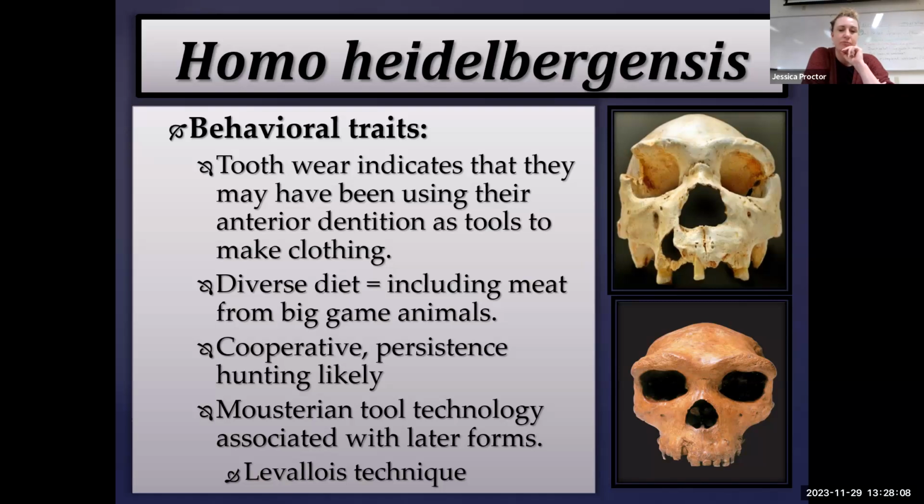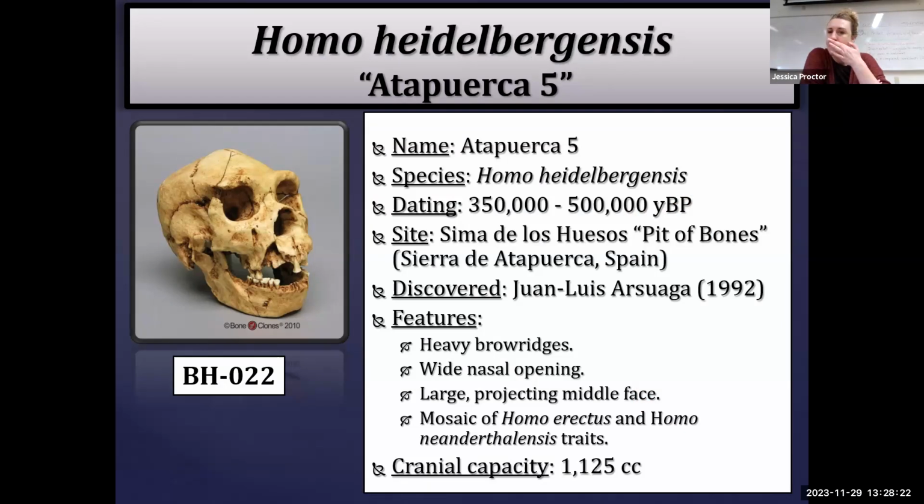Indication that they were using their teeth as tools to make clothing. Another jump in the diversity of diet, more evidence for cooperative and persistence hunting, and another jump in the sophistication of tool technology. So here's some examples of fossils that are attributed to Homo heidelbergensis. So this is just another one of those summary slides that we've been doing.